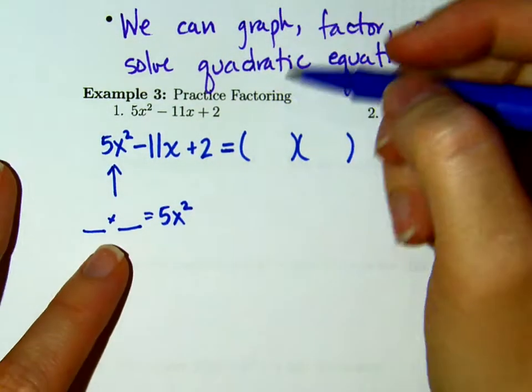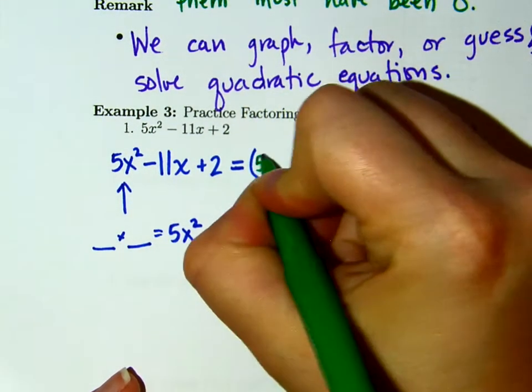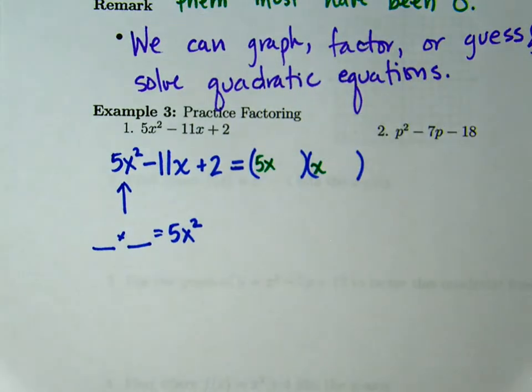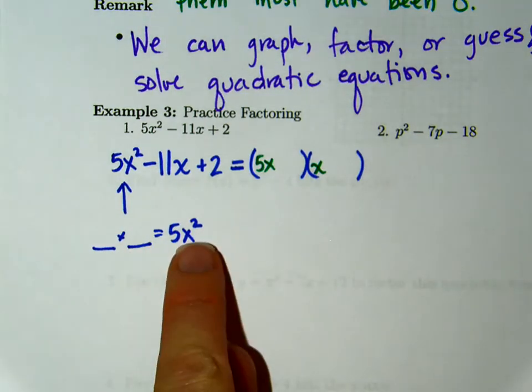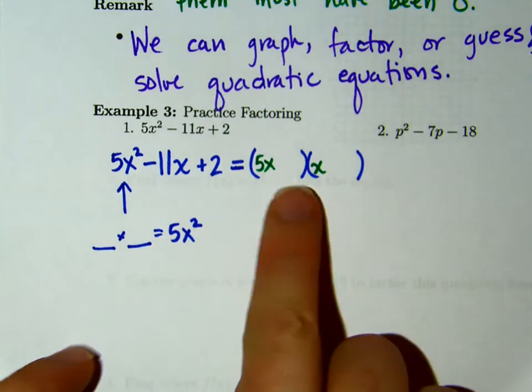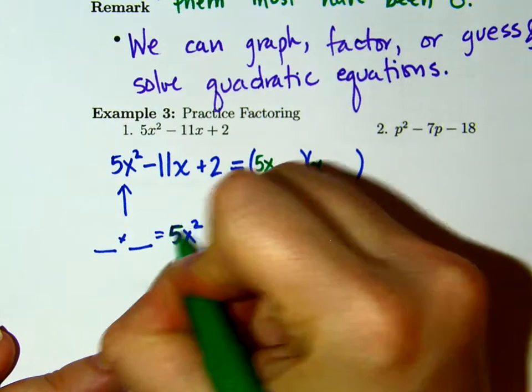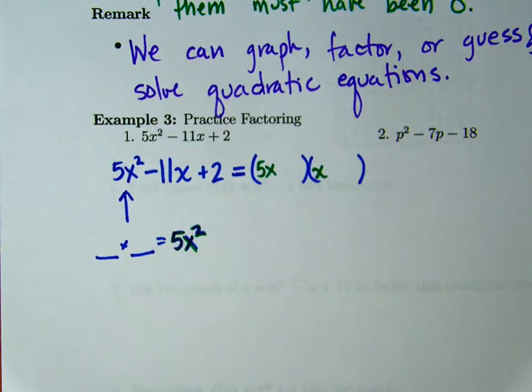Well, the way I see it, that's going to be a 5x and an x. Now, if it had been something like 4x squared, then maybe it would be an x times a 4x, or a 2x by a 2x, because 2 by 2 makes 4. But in this case, it's nice because you're going to need an x by an x, and you're also going to need a 5 by a 1. So here we have 5x and 1x to give us 5x squared, right? Okay, so far so good.